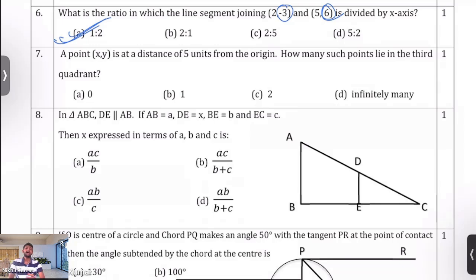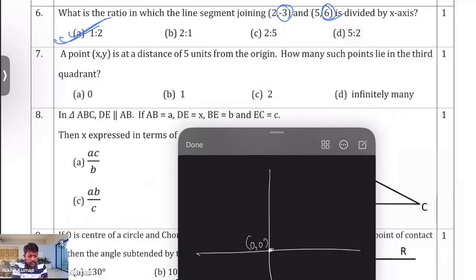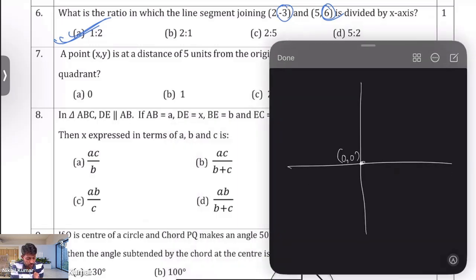A point xy is at a distance of 5 units from the origin. How many such points lie in the third quadrant? Now this is a question where you don't even have to touch your pen. There is a point which is at a distance of 5 units from the origin. Okay, let me help you visualize a little. This is our origin, 0 comma 0. How many such points lie in the third quadrant? This is our third quadrant.